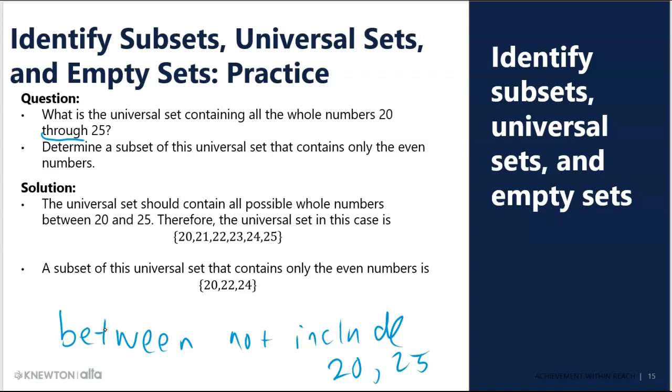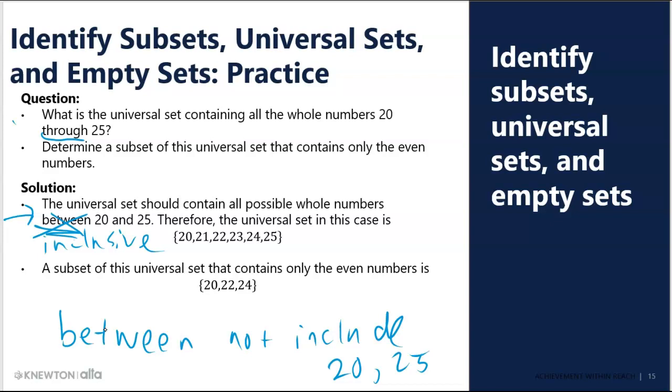So I'm going to answer this question first, and this answer is here. The universal set should contain all possible whole numbers. See, they use the word between here. I disagree with that. If you say between 20 and 25, you have to use the word inclusive. The word between technically means not including the ends. So we're going to have to be careful here with some of our vocabulary. I did not write these slides. They were presented to me when I chose this book, but I think I have to go back in and fix that in the actual slide.